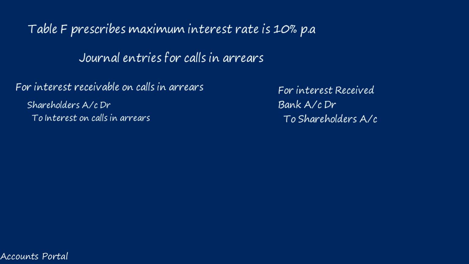The net entry will be what? Shareholders account debit, shareholders account credit, debit and credit cancel. What is the net entry? Bank account debit to interest on calls in arrears. Interest on calls in arrears is income from the viewpoint of the company.